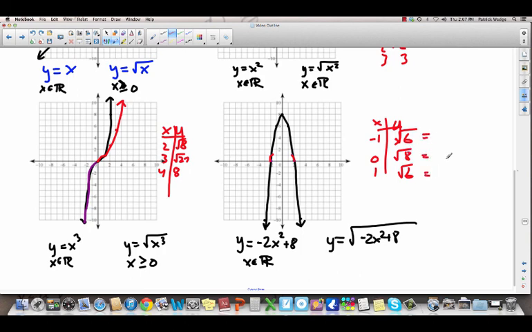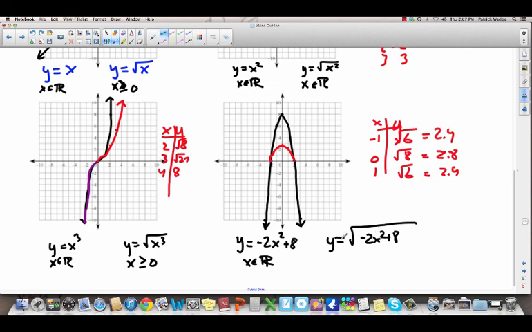Square root of 6 is around 2.4, and the square root of 8 is around 2.8. So we'll graph that. Negative 1, 2.4, 0, 2.8, back down to 2.4. So it comes up, makes a nice half parabola sort of thing. That's the graph there for the square root of negative 2x squared plus 8.